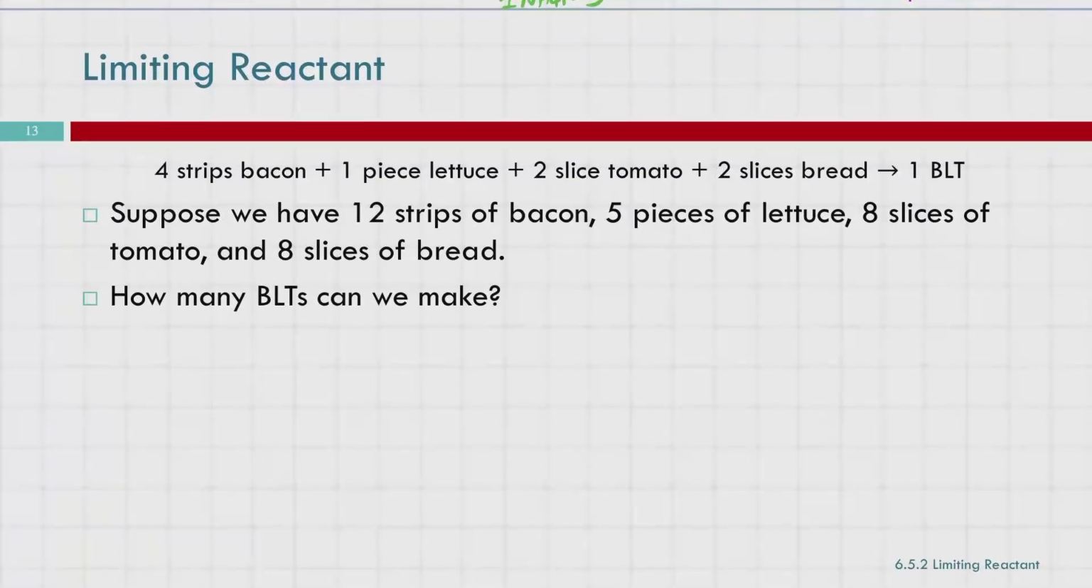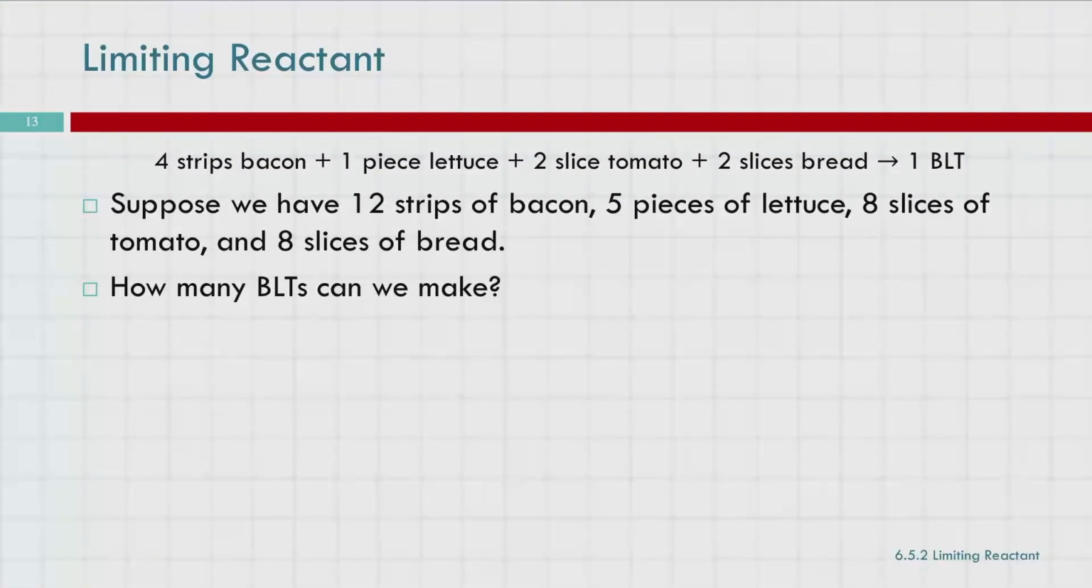We can also increase the complexity, and this brings us more in line with the real world, so we're going back to our sandwiches example. Let's say we check our fridge, the pantry, any other place that we might store food. We find we've got 12 strips of bacon, 5 pieces of lettuce, 8 slices of tomato, and 8 slices of bread. And we're very hungry. We want to know how many sandwiches can I make. We have to do some math.